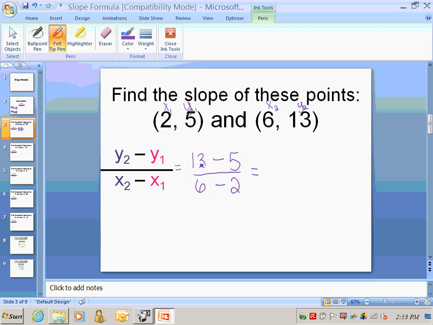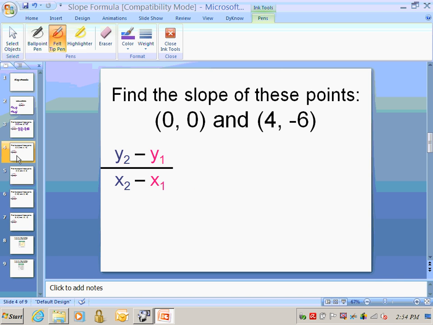Then I just reduce. 13 minus 5 is 8, over 6 minus 2 is 4. That also reduces down to 2. So this means that 2, or 2 over 1, is my slope, or my rate of change. So when I have a graph, and I plot the point 2, 5, if I go up 2 over 1, that's going to bring me to the point 6, 13.